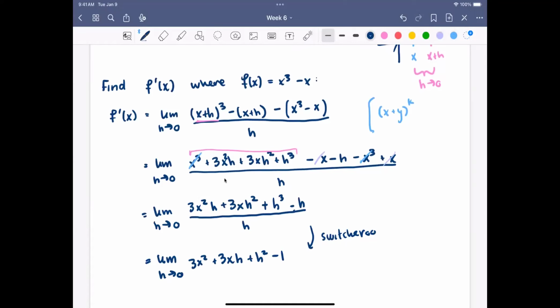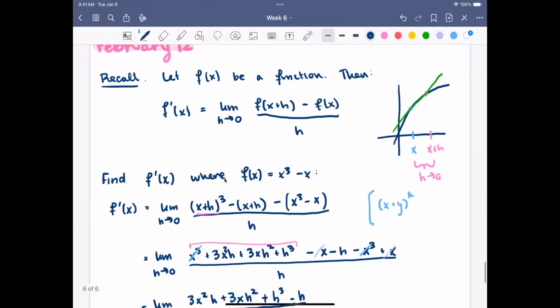Why did we start out with this h here? Okay, let's go back to this picture. If we wanted to write down the slope of this green line, we could just do change in y divided by change in x. The change in y would be f of x plus h minus f of x, so that's where we get this from. And then the change in x would be x plus h minus x, which just simplifies to h.